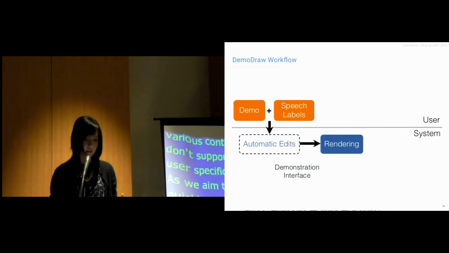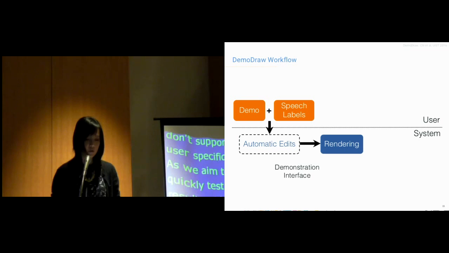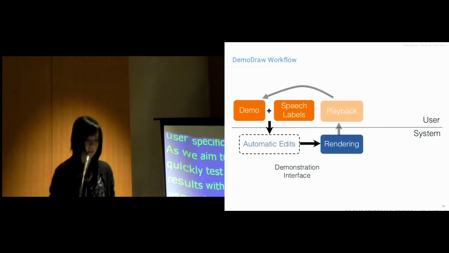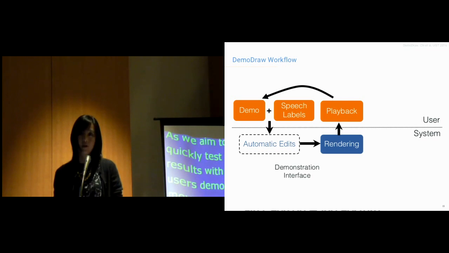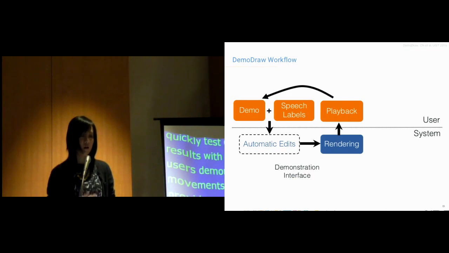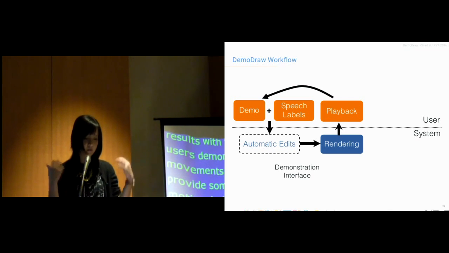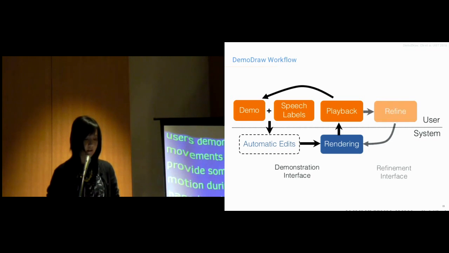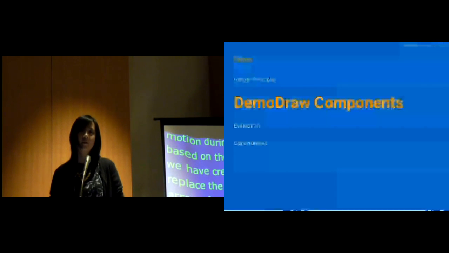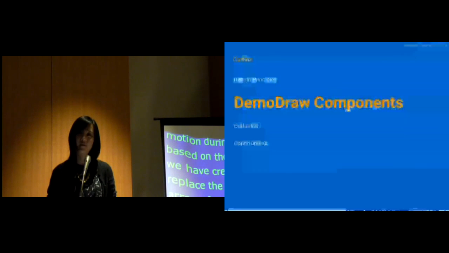Based on the skeletal data and speech data, DemoDraw creates the illustrations and replaces the data with distinct motion arrows for authors to review. Authors can navigate the scene and reperform the moves if needed. Finally, they can do more refinements using our Refinement Interface. So let's look into the authoring components of DemoDraw.